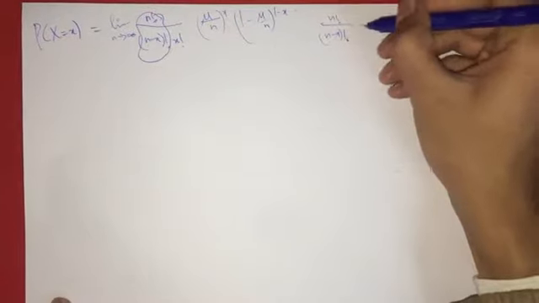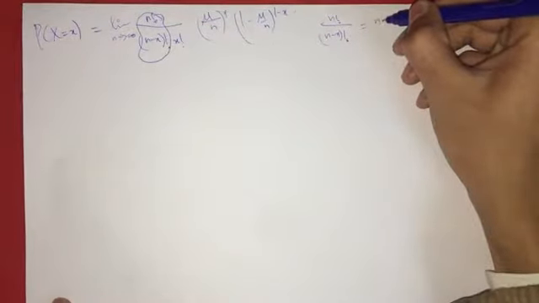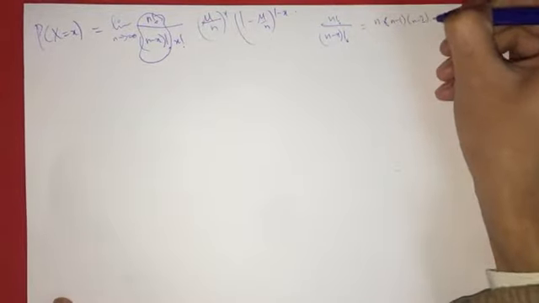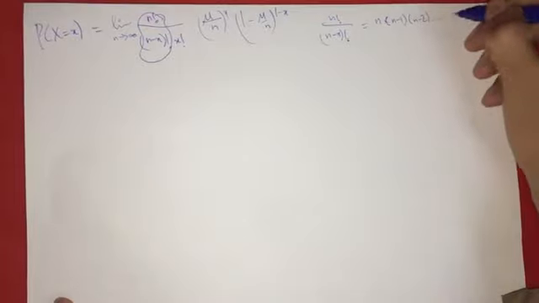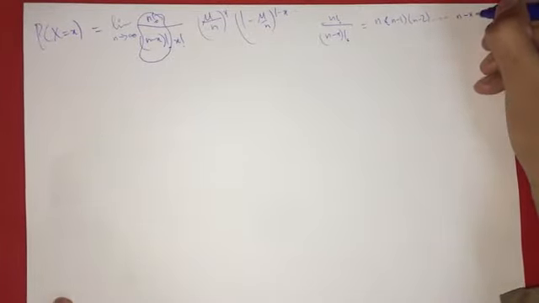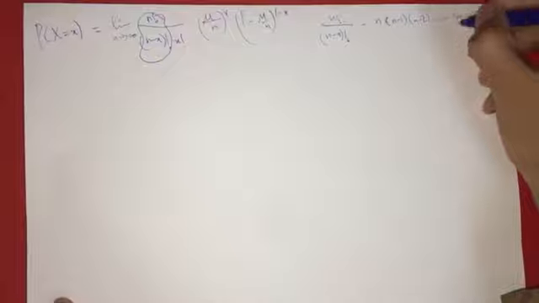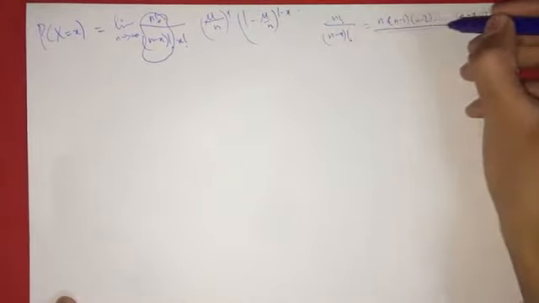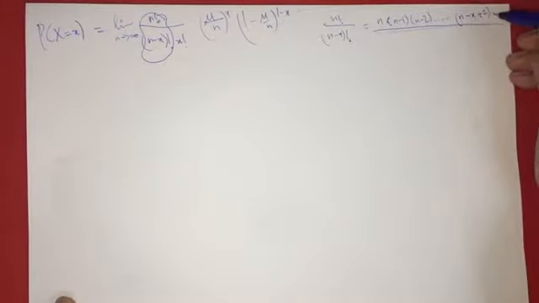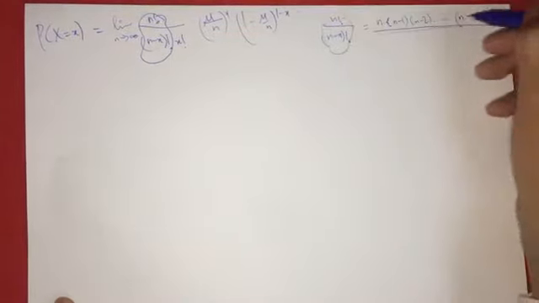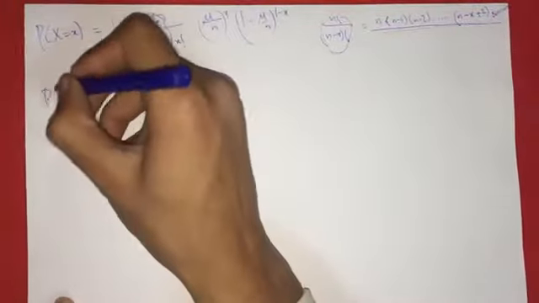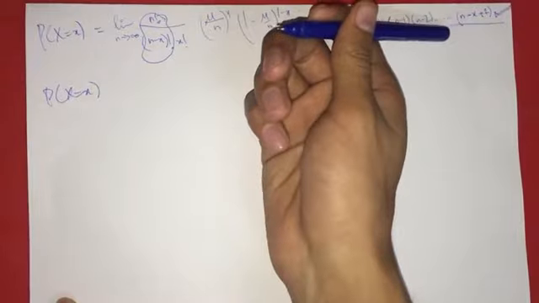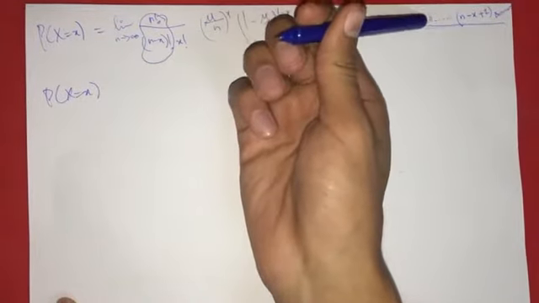This term is actually equal to n multiplied by n minus 1 into n minus 2, and so on, up to n minus x plus 1. This term is actually equal to this. If you calculate it, it's clear that this term can be written as this. You can also prove it for any number, and you will get this term instead.